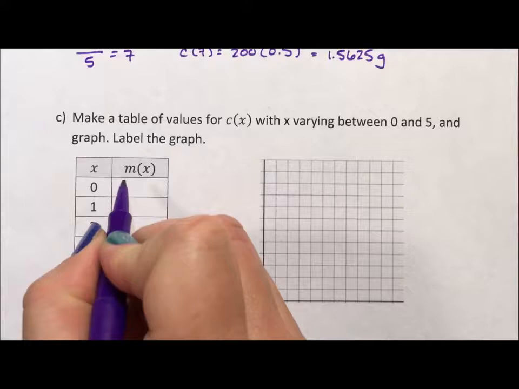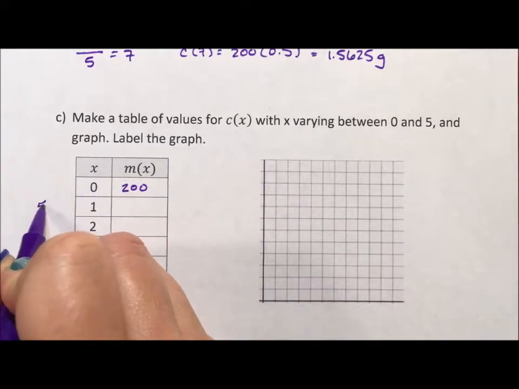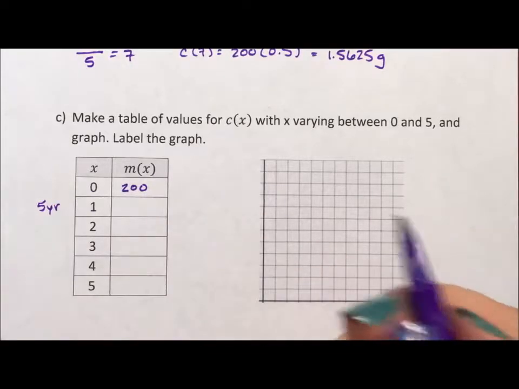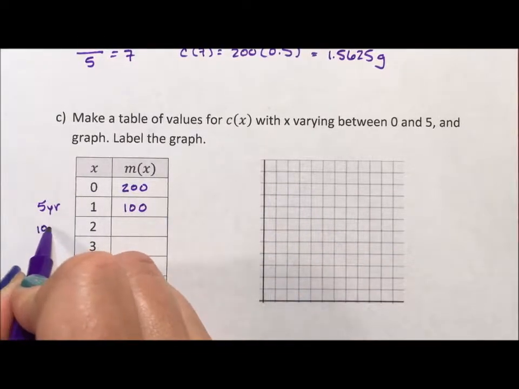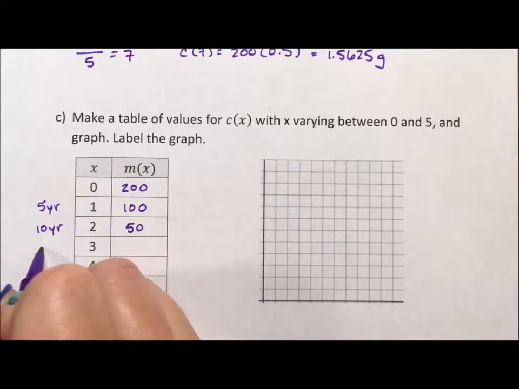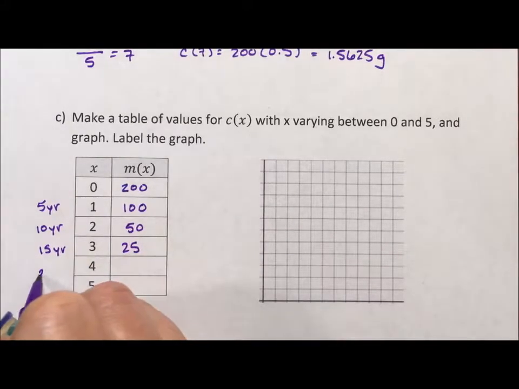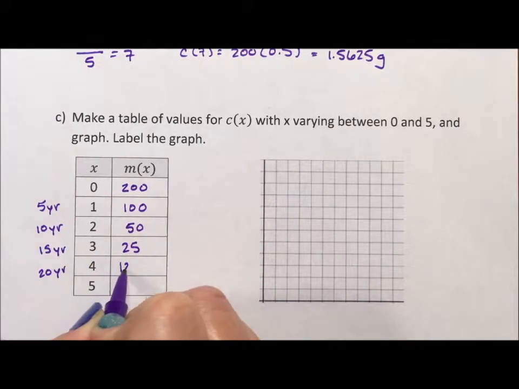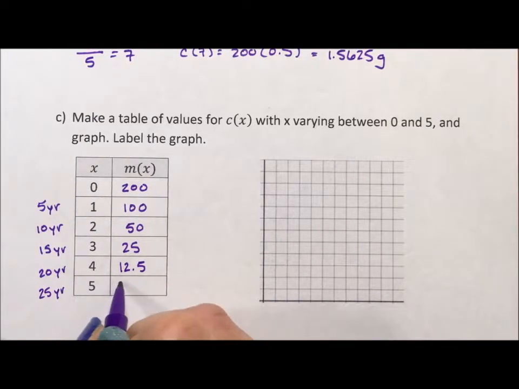Next it says make a table of values with x varying between 0 and 5 and graph. All right, so we start with 200. After 5 years, because that's what x is in, there's 100 grams left. After 10 years, because again, that's what x is, 5-year chunks, there's 50. After 15 years, there's 25 grams. After 20 years, there's 12.5 grams. And after 25 years, there is 6.25 grams left.